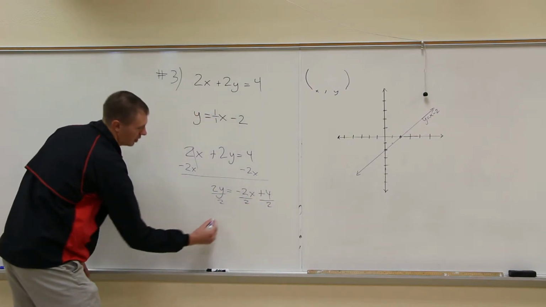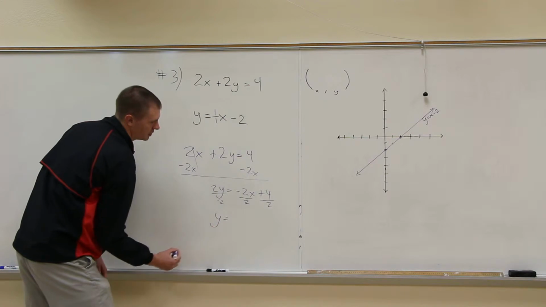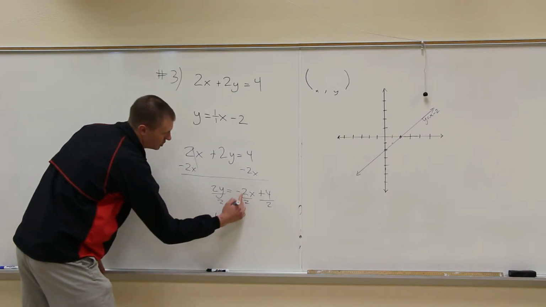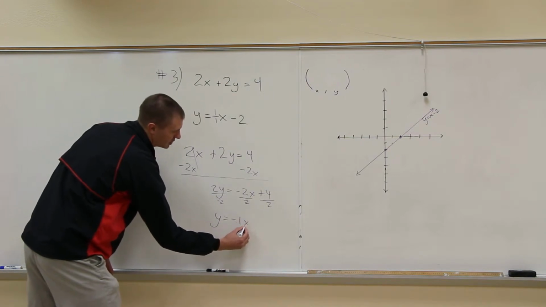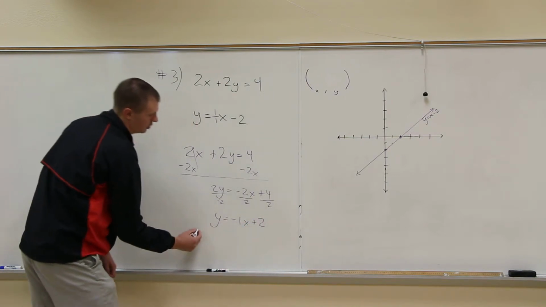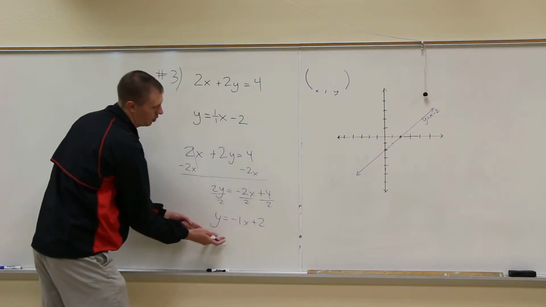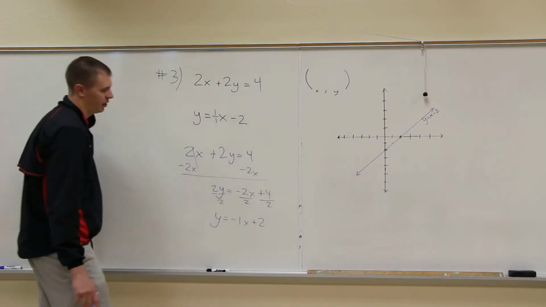So all the terms there. And we get y equals -2 over 2 reduces to -1x plus 2. Now that this is in slope-intercept form, I can graph the equation.